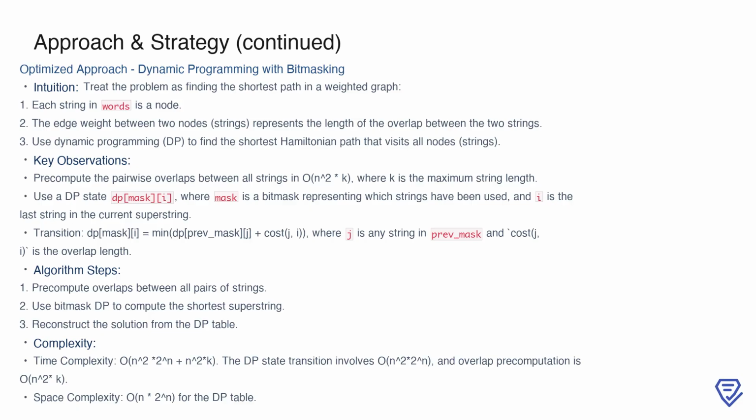Then, we use a dp state represented as dp[mask][i], where the bitmask keeps track of which strings have been used, and i is the last string in the current path. The transitions involve selecting the string that minimizes the cost of extending the superstring. Finally, after the dp table is filled, we reconstruct the optimal solution. While this method is computationally more efficient than brute force, its exponential scaling with respect to the number of strings still makes it suitable only for small to medium-sized inputs.